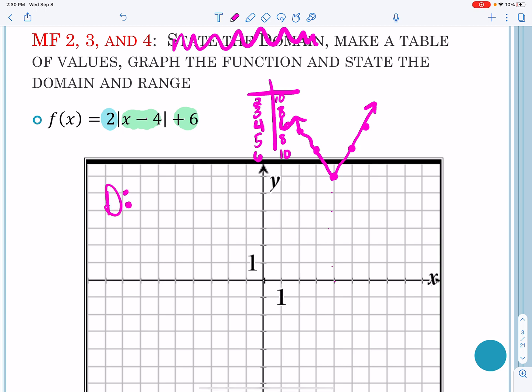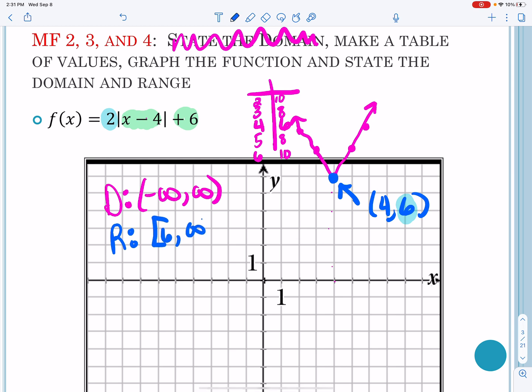So remember, my domain is all real numbers. It's an absolute value. So it's negative infinity to infinity. Okay, my range, that is my y values, and my lowest y value is right there at (4, 6). So my y value is the 6. So I'm saying that I'm going from 6 with a bracket to infinity. Okay. So that is my domain and my range.